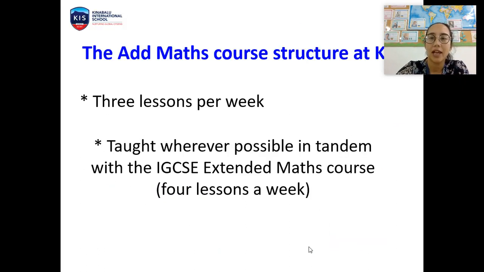So the AdMaths course structure at KIS, you have 3 lessons a week, and usually they are taught to complement your normal IGCSE maths course. So your normal maths lessons will have 4 lessons a week, and you will have an extra 3 lessons a week for your additional maths course. So in total, 7 lessons a week of maths.